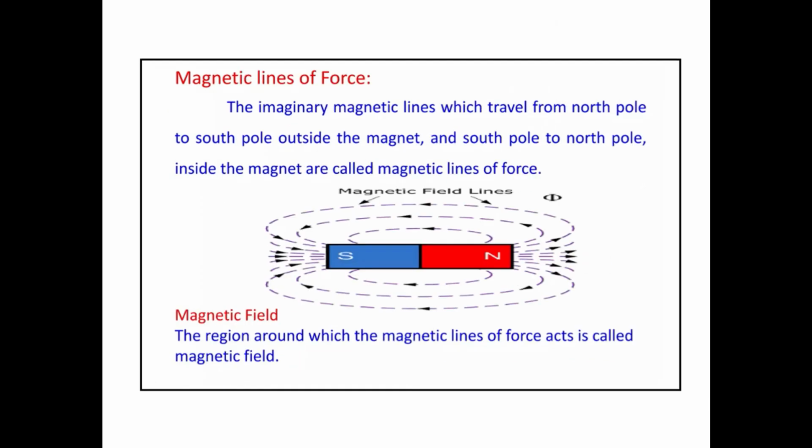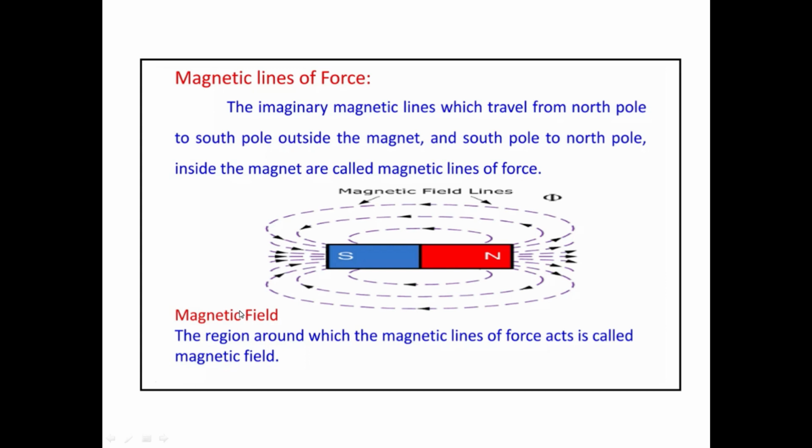Then magnetic lines of force are nothing but imaginary lines. The imaginary magnetic lines travel from north pole to south pole. See here in this diagram. Even if you place a magnet under a paper and spread iron particles over it, it forms a path like this. So magnetic lines of force are nothing but imaginary lines which travel from north pole to south pole outside the magnet, and from south pole to north pole inside the magnet, correct.